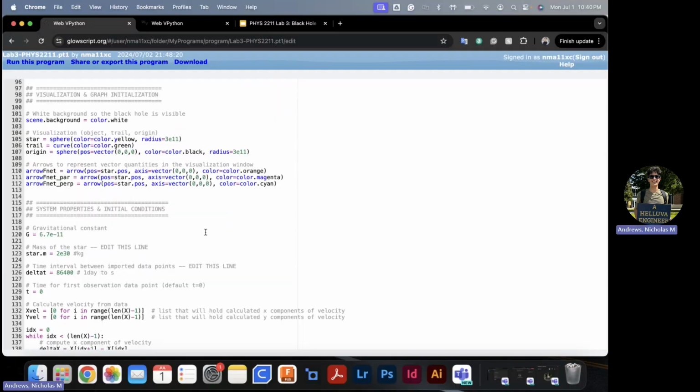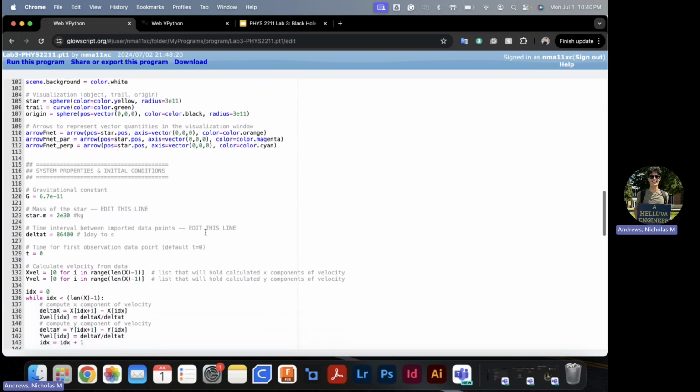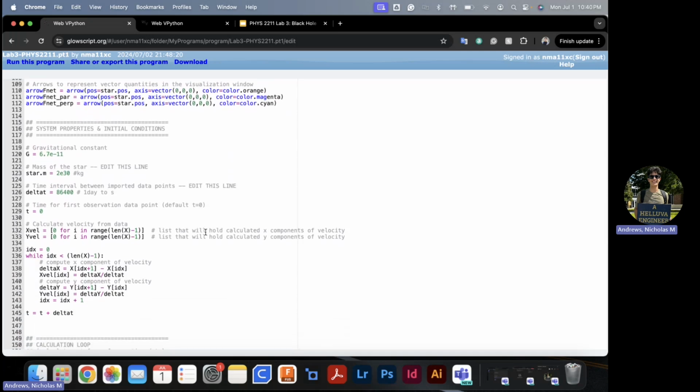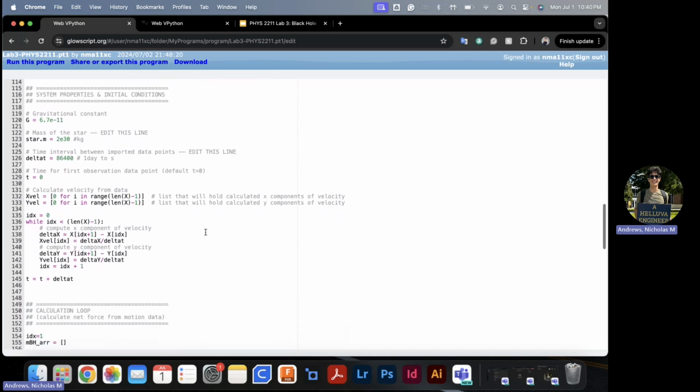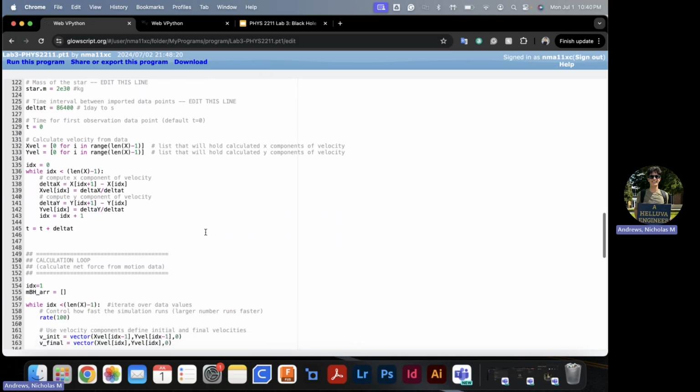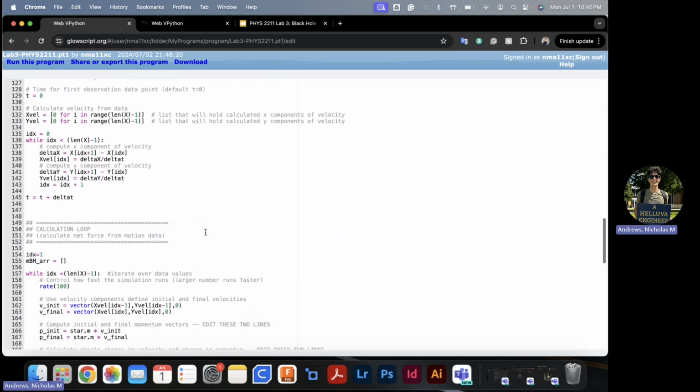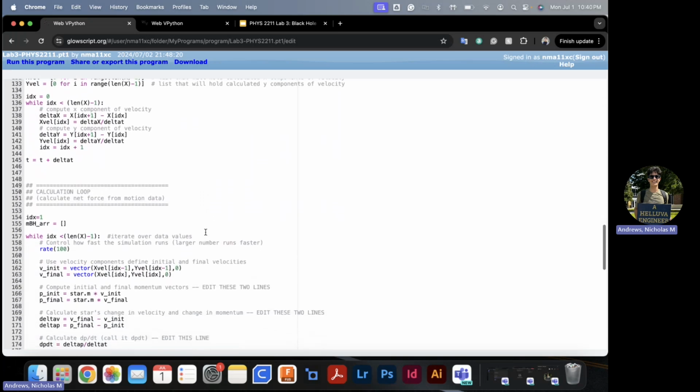Generating the ellipse path using functions like generate ellipse and generate trajectory Kepler helped create the path for the star's movement around the black hole. We set up the scene with a white background and define the star, trail, and black hole's positions. Constants like gravitational constant, mass of the star, and time intervals are defined. This loop calculates the net force on the star based on its position and velocity. Using Newton's second law, we can compute the change of momentum and force acting on the star. The mass of the black hole is then estimated from these calculations.